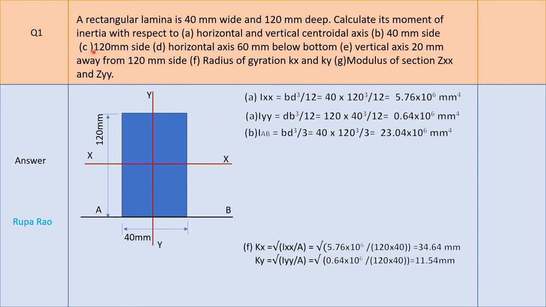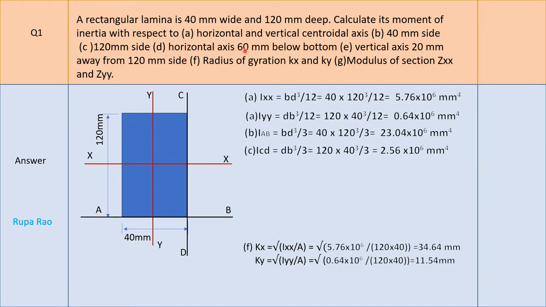Then the next C is about 120 mm side. Now here this is a 120 mm side, this vertical, this dimension is 120. So this is a 120 mm side, let us call this axis as CD. So moment of inertia about CD, that is ICD, will be equal to, now this is a vertical axis, so it will be db cube by 3. So 120 is d into 40 is the b, its cube divided by 3. So take the calculators in your hand and do the calculations. 120 into 40, then press x cube button divided by 3 is equal to 2.56 into 10 raised to 6 mm raised to 4. This is the moment of inertia of the side CD. Now this C we have completed.